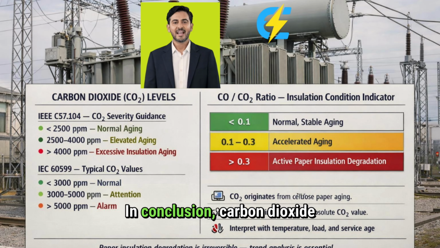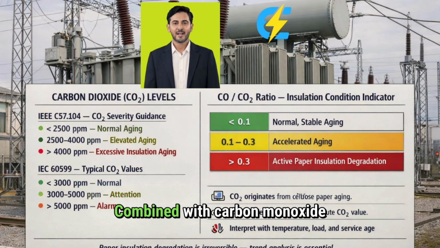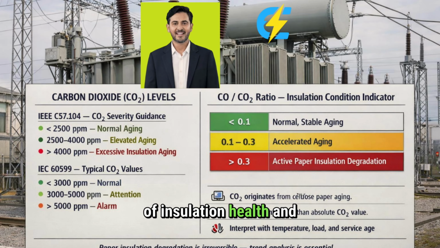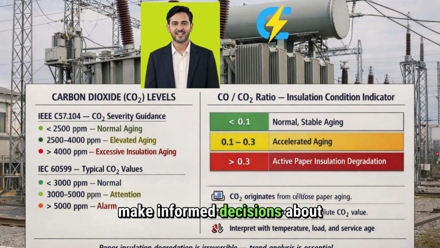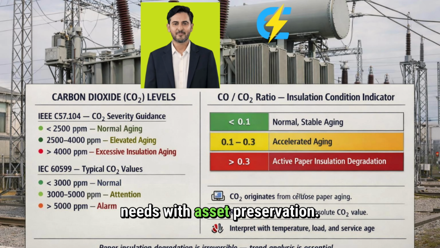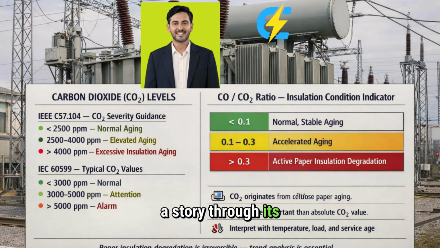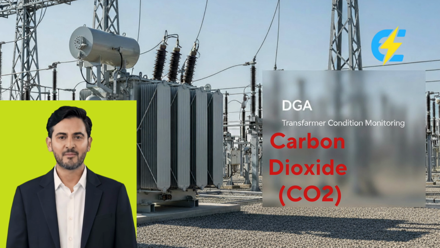In conclusion, carbon dioxide in DGA isn't just another gas to monitor. Combined with carbon monoxide in the carbon dioxide to CO ratio, it becomes a powerful indicator of insulation health and remaining life. This ratio helps you make informed decisions about transformer management, balancing operational needs with asset preservation. Remember, every transformer tells a story through its gases. The carbon dioxide to CO ratio helps you read that story with the expertise of a seasoned engineer.